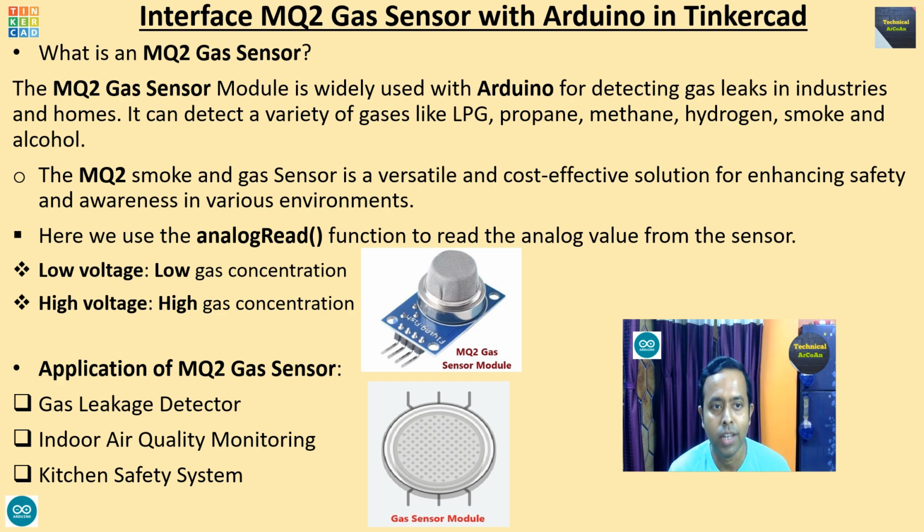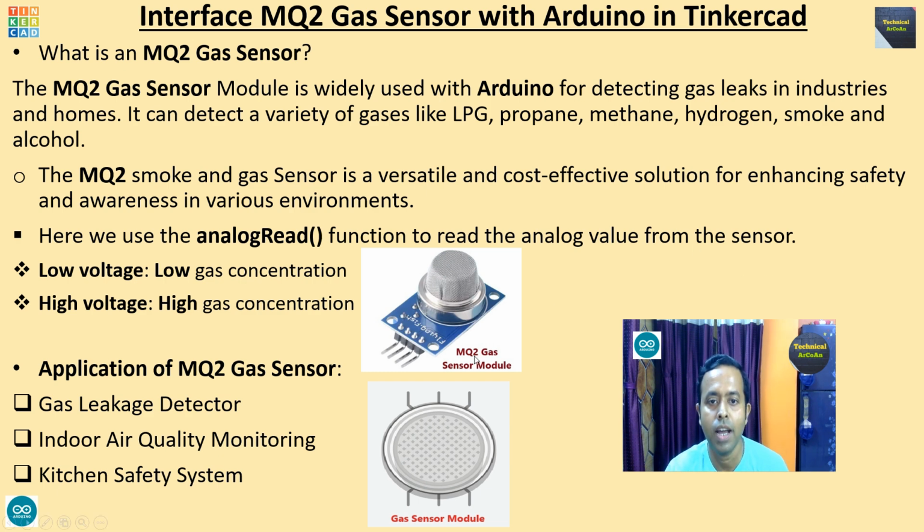Here we use the analogRead function to read the analog value from the sensor. Means in the sketch we are using this particular function which can read the analog value from the sensor. When we get a low gas concentration, we get a low voltage, and when we get a high gas concentration value, we get a high voltage. So what is the application of the MQ2 gas sensor? First is gas leakage detection, and it is also used in indoor air quality monitoring and kitchen safety systems.